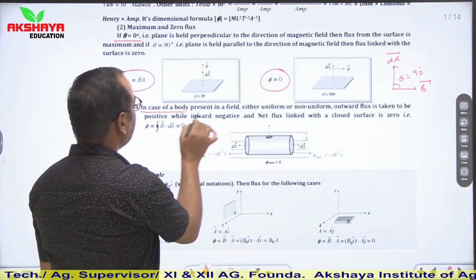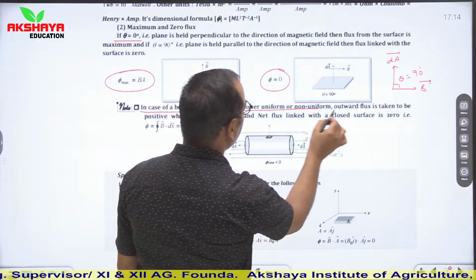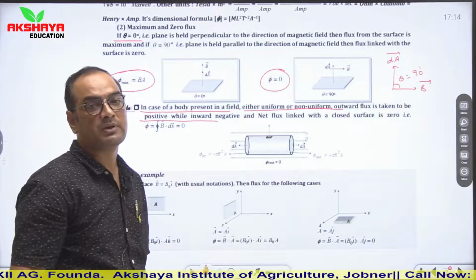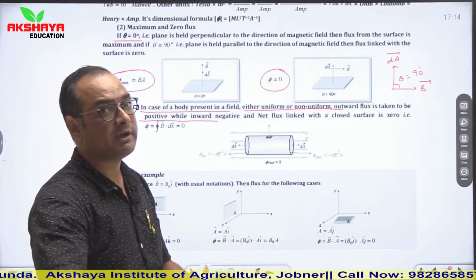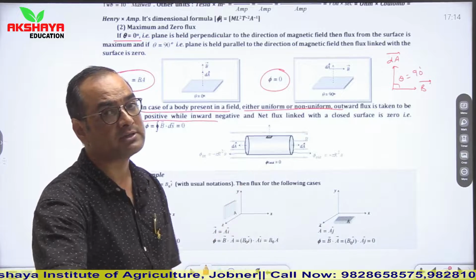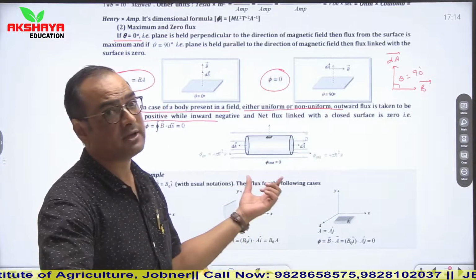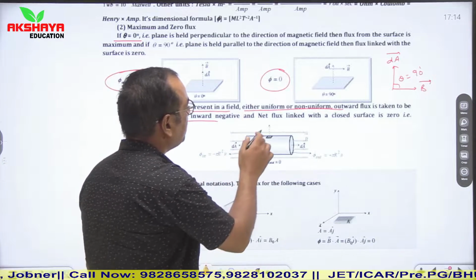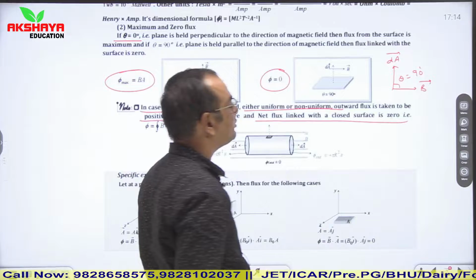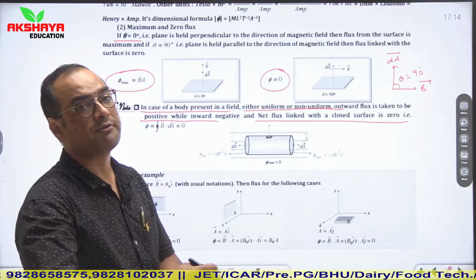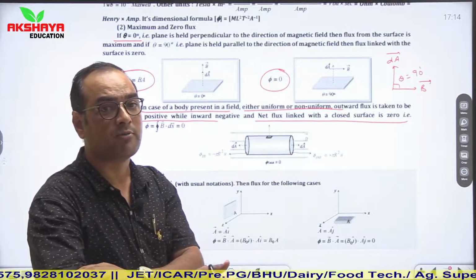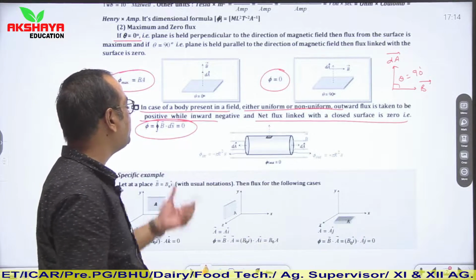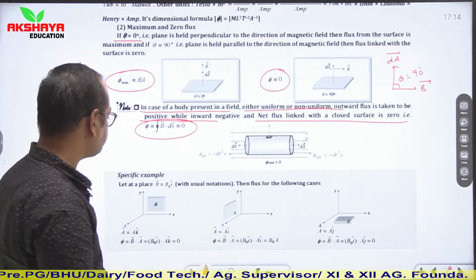Now see, in case of a body present in a field, either uniform or non-uniform, outward flux is taken to be positive while inward flux is negative. Whenever flux is entering the surface, it is taken as positive, and flux going outside is taken as negative. So the net flux linked with a closed surface placed in a uniform or non-uniform magnetic field is 0. So phi is equal to the closed integral of B dot ds, which is equal to 0.